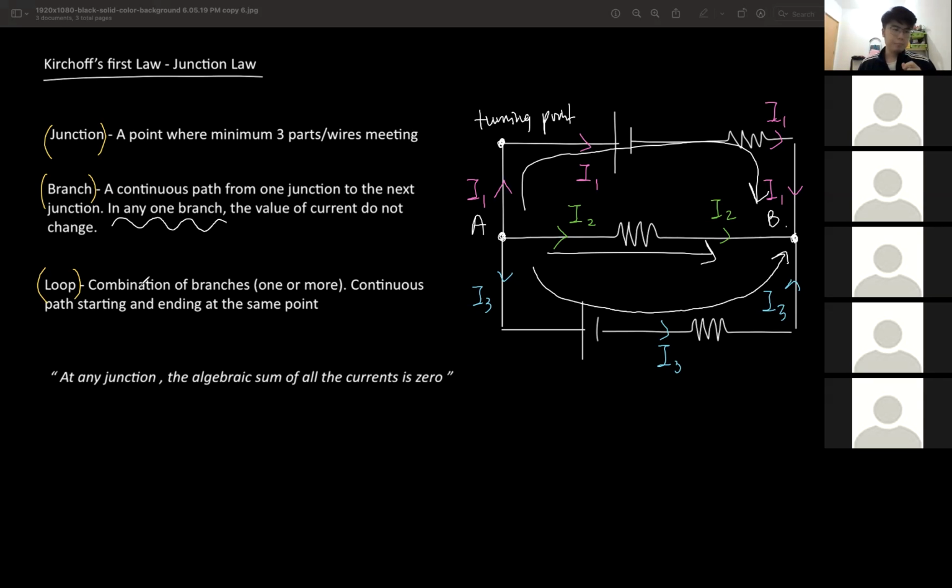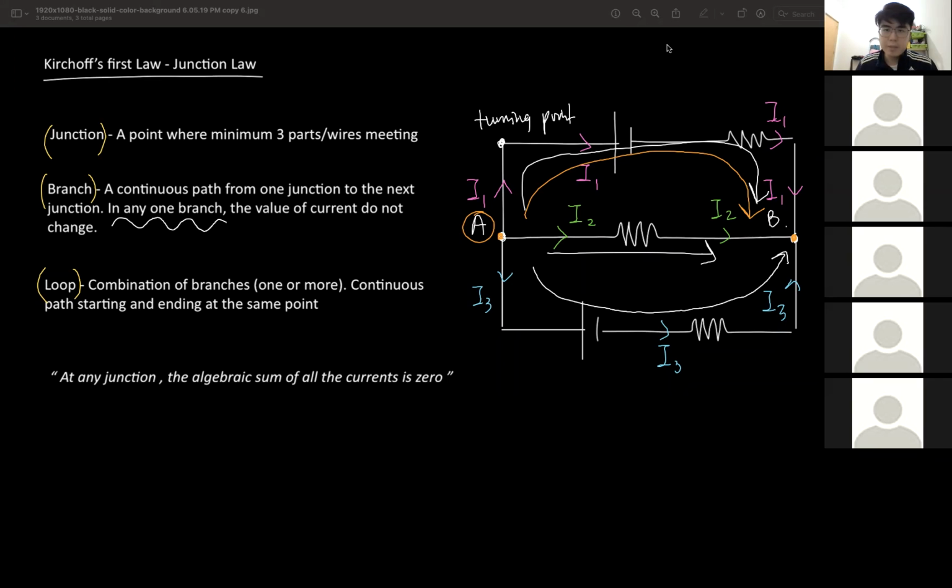A loop is a combination of one or more branches. It is a continuous path starting and ending at the same point. Let's say you start from one point. You pick any point that you like. Let's say I start from point A. I go up, I go clockwise. So go up, come back like that, until here.